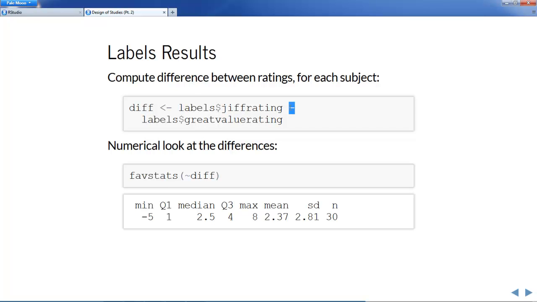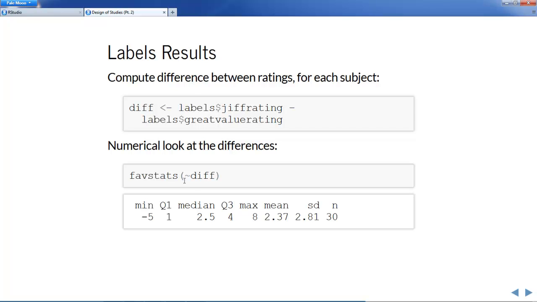Now we have a minus sign, and then we have labels $ great value rating. And so R will locate each of those two variables inside the labels data frame, and it'll subtract the great value rating from the Jif rating for each subject, and it'll produce a new variable that has 30 numbers in it, 30 differences, and we decided to call them diff. Now you can study diff. For example, you could take favstats on it. You still use a formula, twiddle diff, but you don't have to give a data argument, because when you made diff, you actually put it inside your global environment, and R knows to look there for a variable.